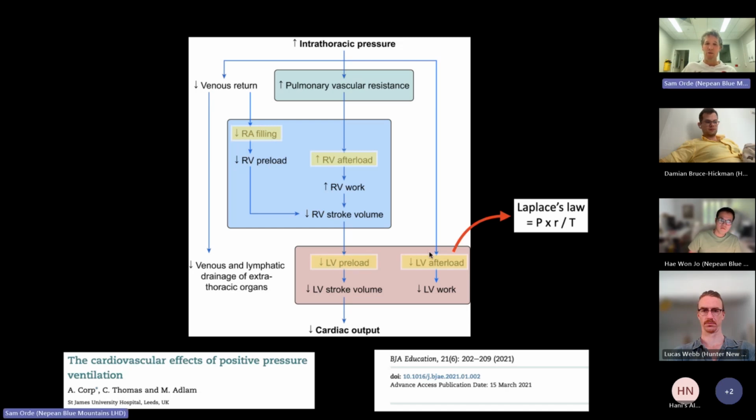And also we're going to reduce the LV afterload because of the reduced transmural pressure, right? So if that's the pressure inside your intrapleural space and that's your pressure in your ventricle, when you put someone on positive pressure ventilation, that goes up a lot more than inside your heart, which means that afterload is reduced.